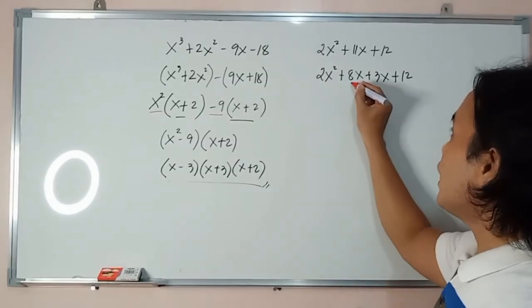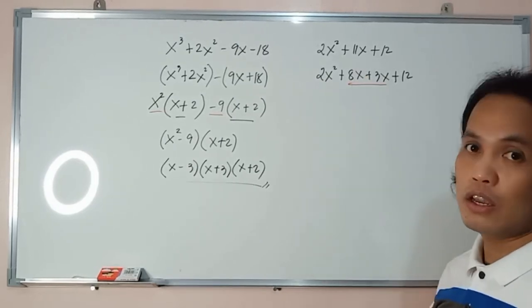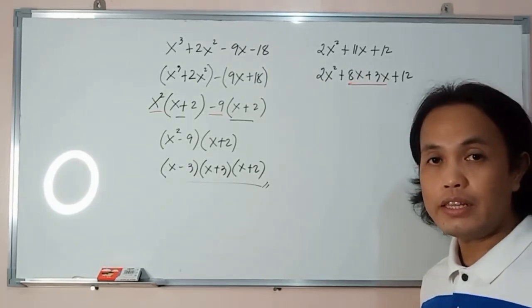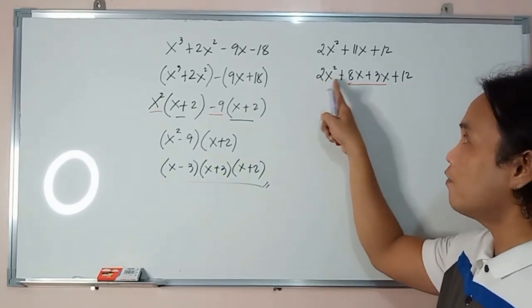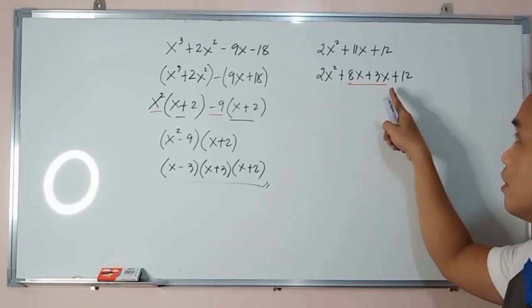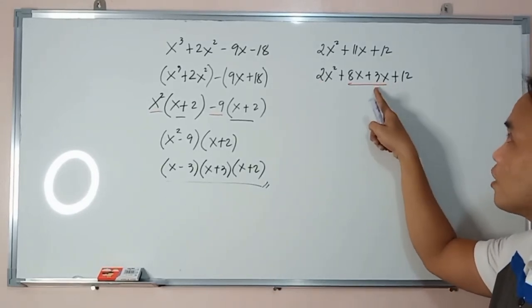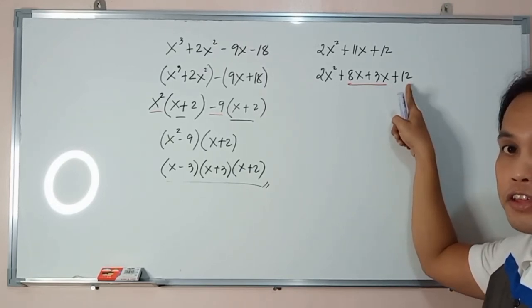We have here 8x plus 3x is equal to 11x. Why did we use 8x plus 3x? Because we have a common factor here for 8 and 2. The common factor is 2. And another thing, we have another common factor here between 3 and 12. The common factor is 3.